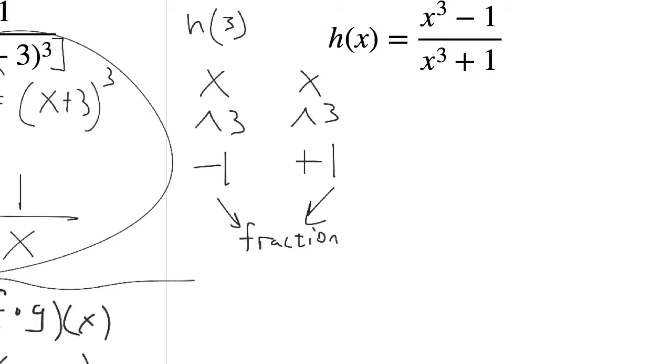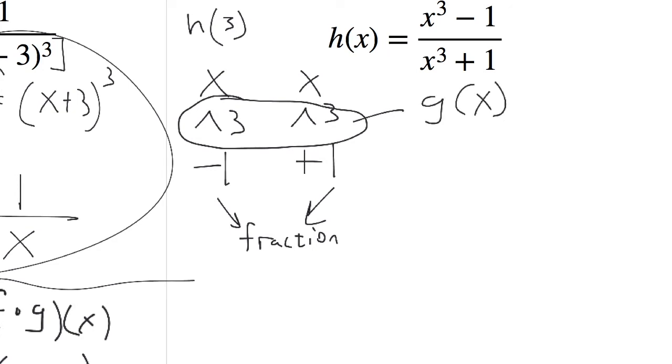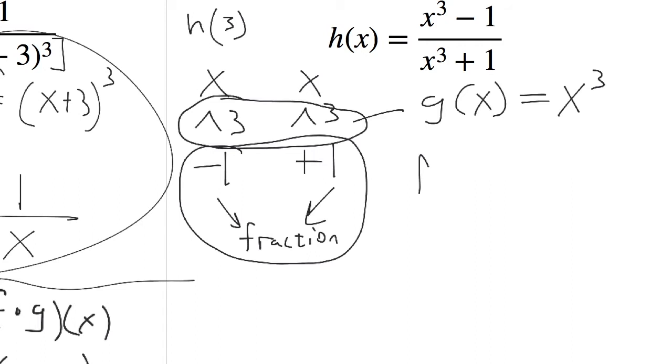So what I'm going to do is consider this to be my first function. That'll be g of x, and we'll just call that the cube function. And then all of this will be my f of x, the second part of it. So that'll have to be the fraction, x minus 1 over x plus 1.